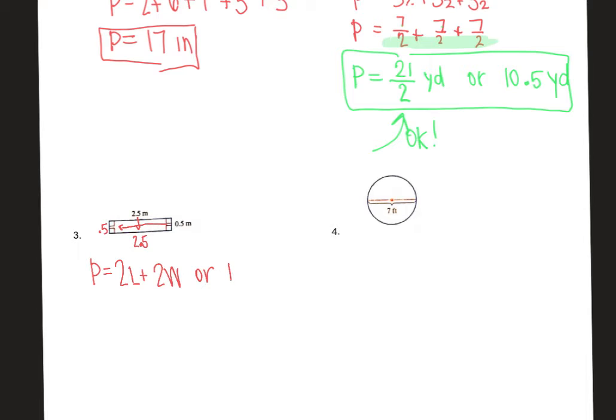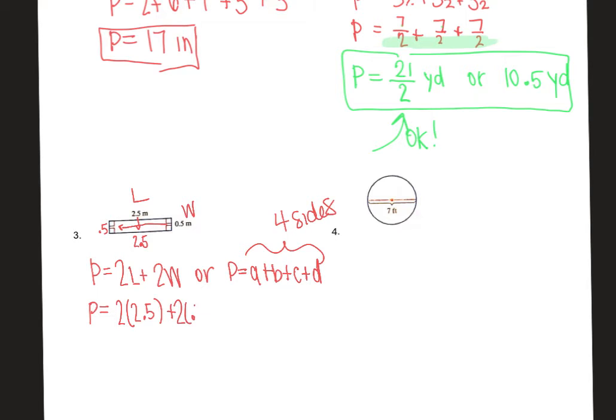So two ways you can do this one. I'll show you both ways. We have 2L plus 2W, or A plus B plus C plus D, because again, we have four sides. If I make this 2L plus 2W, I just have to plug in my length and my width. So I'm calling 2.5 my length, which makes 0.5 my width. So plus 2 times 0.5.